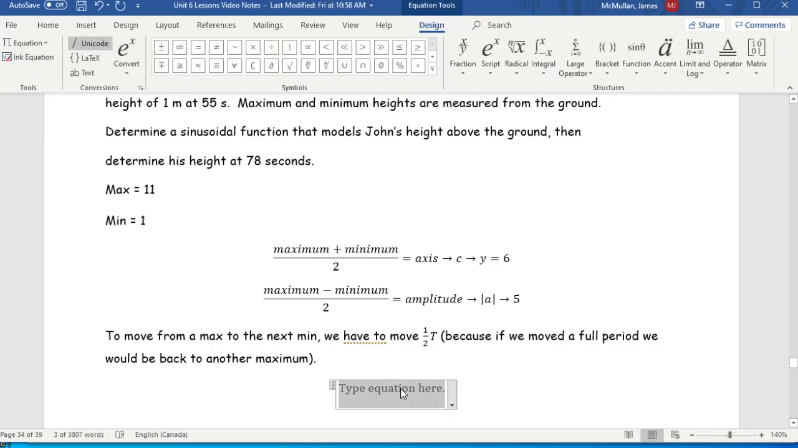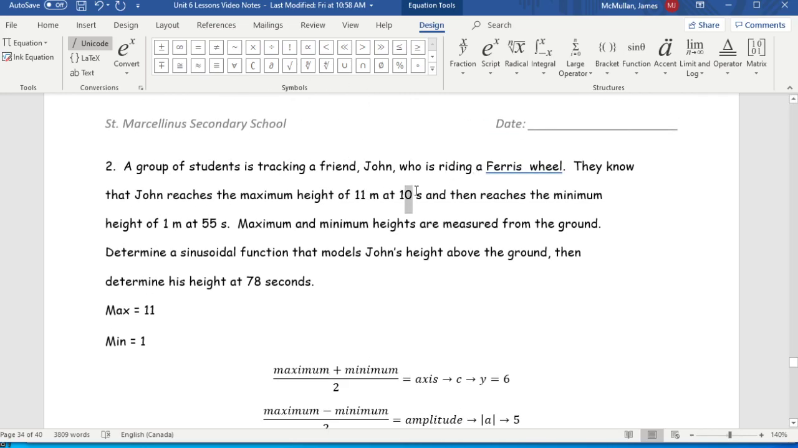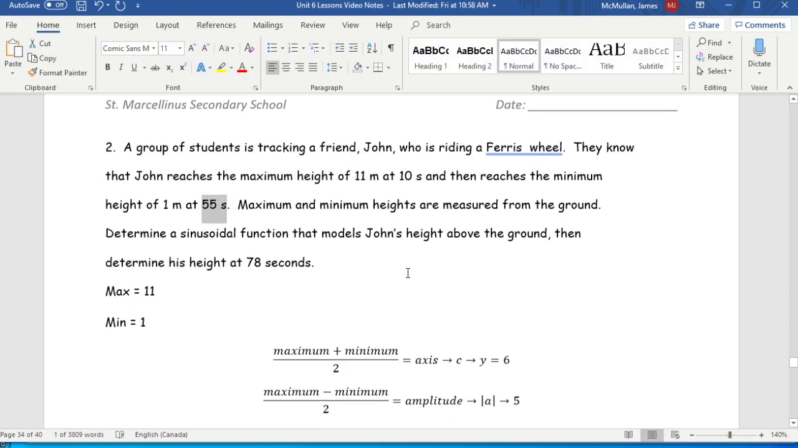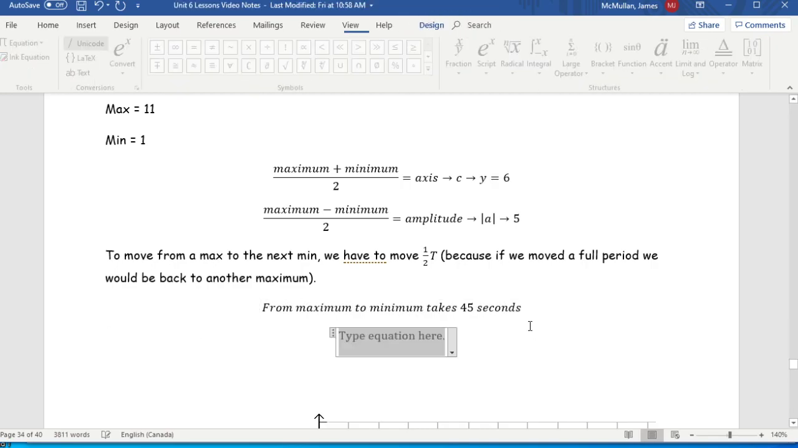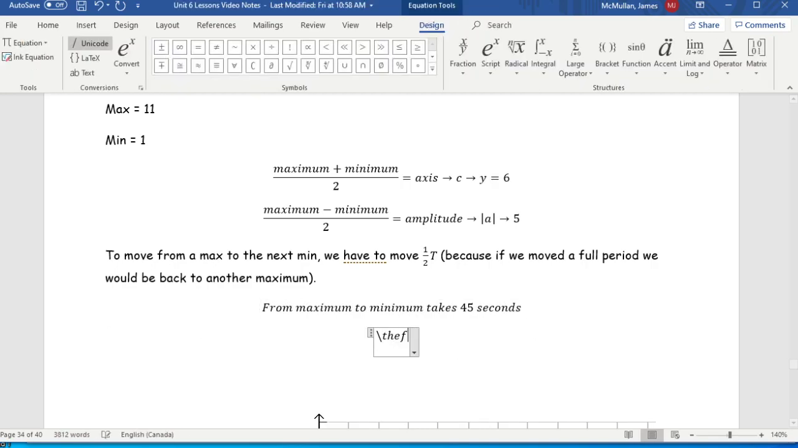So from maximum to minimum takes 45 seconds, because at 10 seconds he's at the max, and then at 55 he's at the min. So from maximum to minimum takes 45 seconds. Therefore 1/2 t equals 45. So t must be 90.